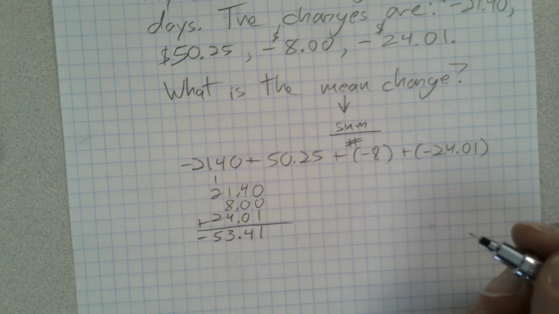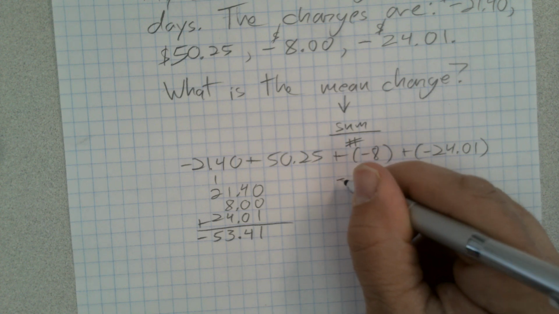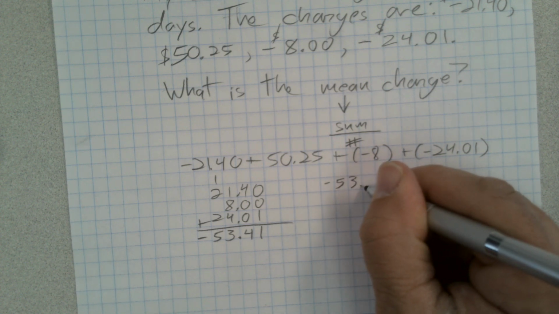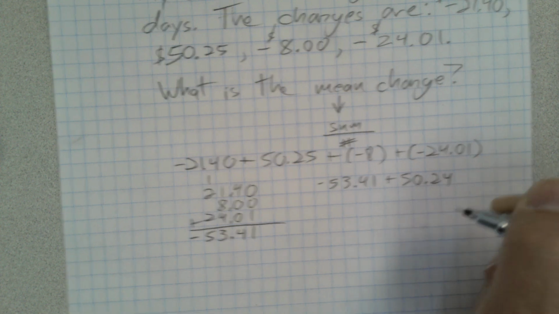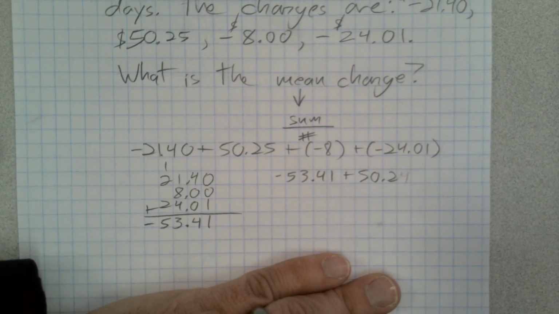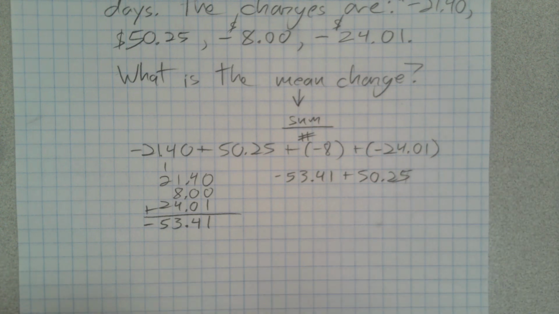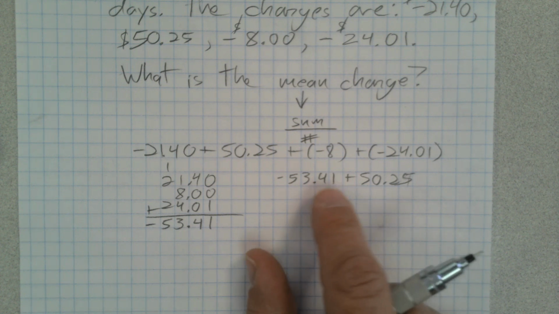Then I need to add that to 50.25. So I have to do negative 53.41 plus 50.25. Okay? The signs are different. So when you're adding numbers with different signs, you subtract and you give it the sign of the number with the greater absolute value. So I need to subtract these.